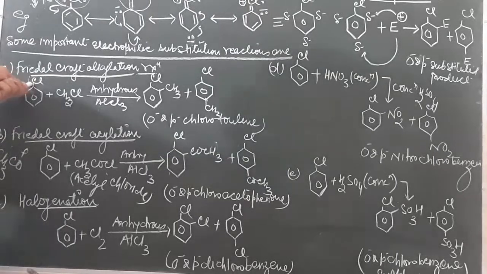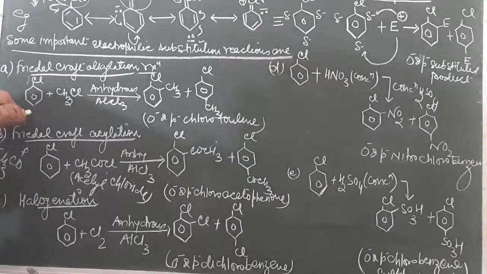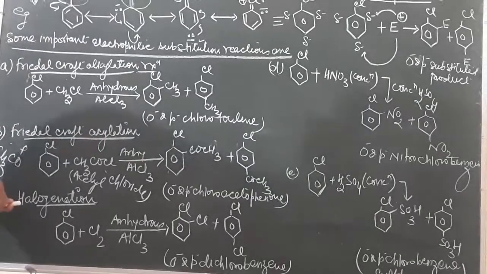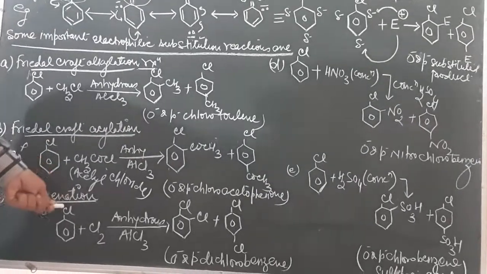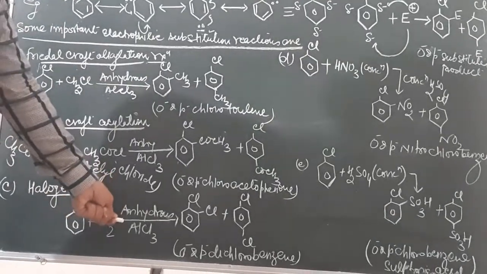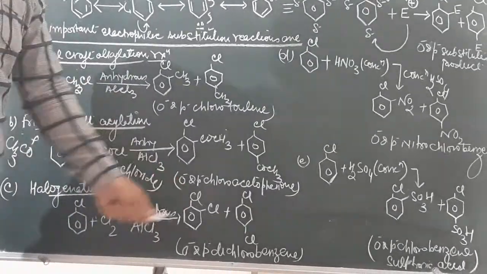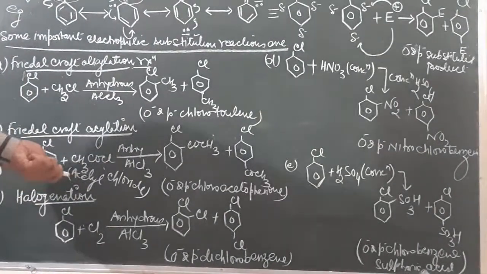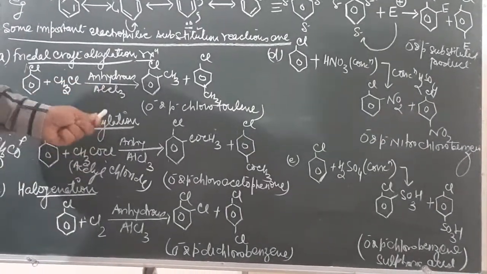Whenever the atom or group has a lone pair, it will be ortho and para directing in nature. As for example, you are seeing the reaction of chlorobenzene. Now the halogenation reaction. Chlorobenzene, when it reacts with chlorine in presence of anhydrous aluminum chloride, it will result in the formation of ortho and para dichlorobenzene. What will be the electrophile? Cl positive, that is the chloronium ion.